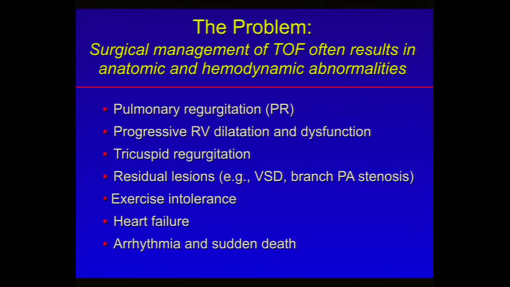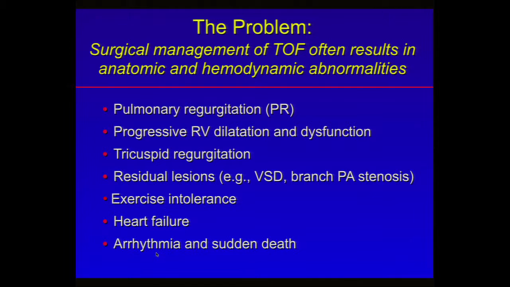This is a congenital heart disease that can now be successfully repaired in greater than 99% of patients, the vast majority of whom survive to adolescence and adulthood. But they all have residual hemodynamic and anatomic problems, including pulmonary regurgitation, progressive RV dilatation and dysfunction, tricuspid regurgitation, and residual lesions. Clinically, some of them don't do well, and the proportion of patients who don't do well, including major arrhythmias and sudden death, increases substantially once they reach the third decade of life.